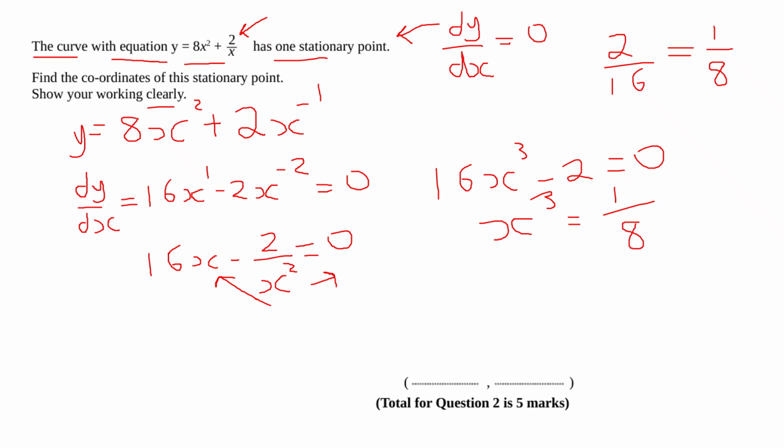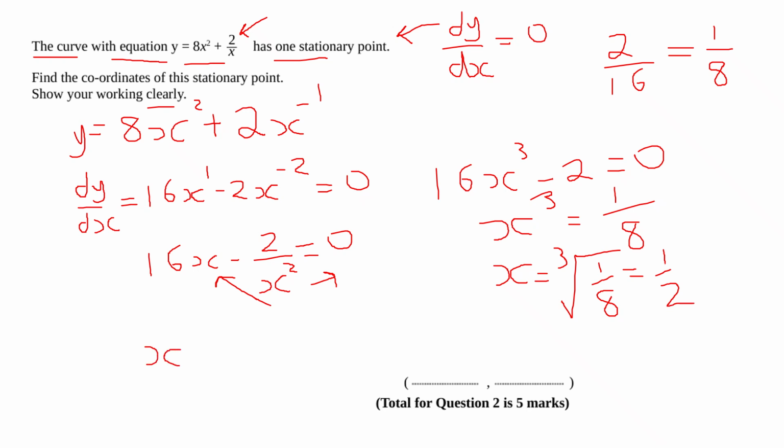What next? What's the opposite of cubing? That's right, guys, that's going to be the cube root. So x equals the cube root of 1/8. So we cube root the top, which is going to be 1, cube root the bottom, which is going to be 2. So x equals a half. Okay, fantastic. So we know what x is.